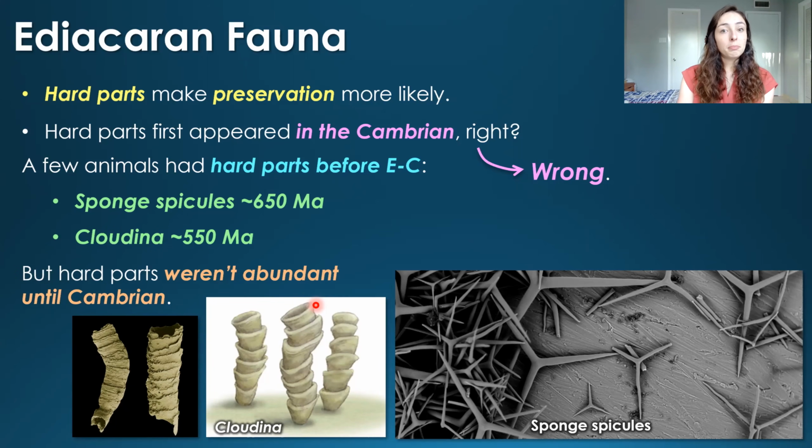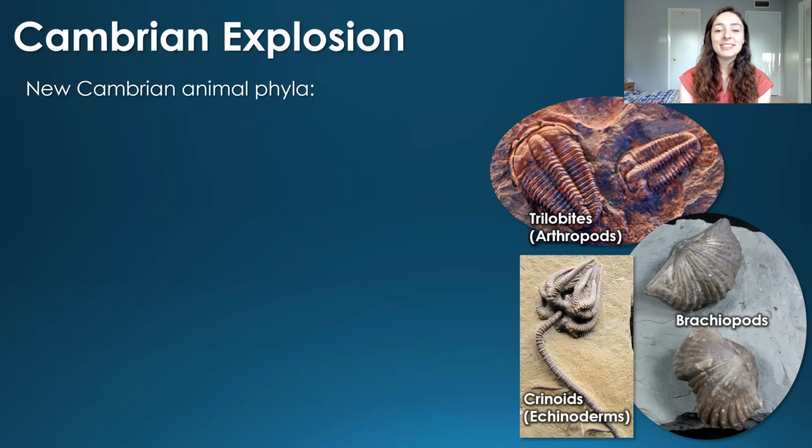However, hard parts weren't abundant and didn't diversify in the animal kingdom until the Cambrian. So it did mark a pretty significant transition into more skeletonized and shelled animals. So let's talk about what did happen at the Cambrian boundary in what we call the Cambrian Explosion.